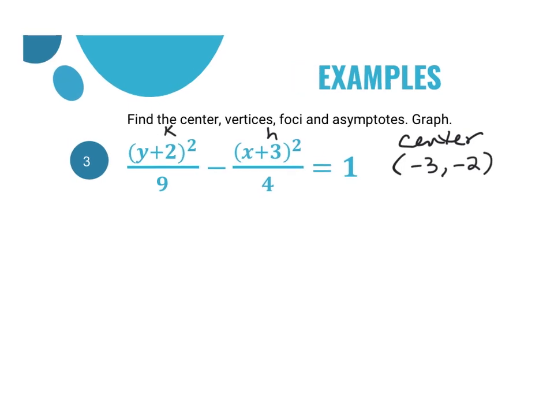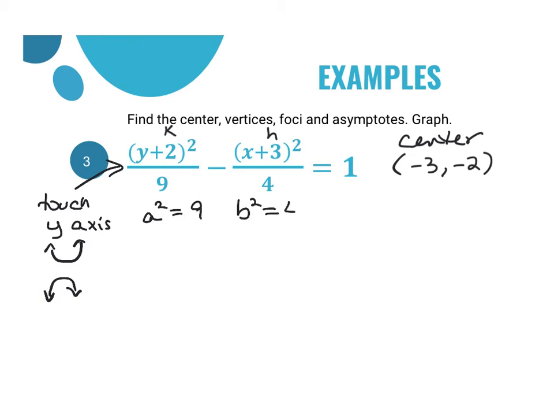Notice the first letter I'm seeing is y, so it's going to touch the y-axis, or it's going to be vertical. So when I'm all done, I know my graph is going to look like the U and the upside down U, because I'm seeing y first. Again, a squared is always first, so a squared equals 9, b squared equals 4. A is equal to plus and minus 3. B is equal to plus and minus 2.